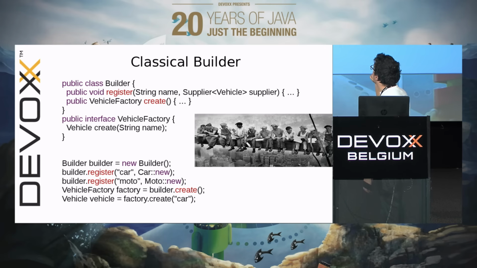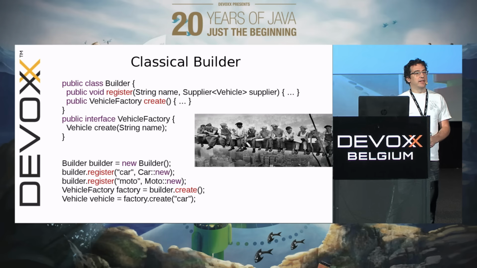Sometimes it fails. So basically, the idea is in your builder, you have your name, you have your method register, and you have a method create that will create a factory. And I reuse my vehicle factory here to create the instance.